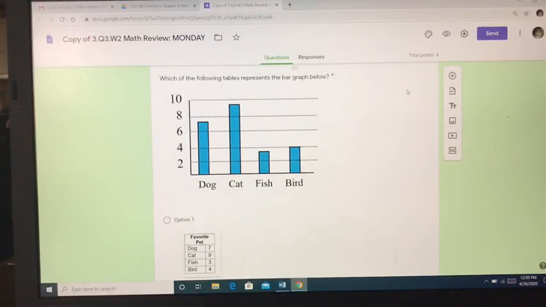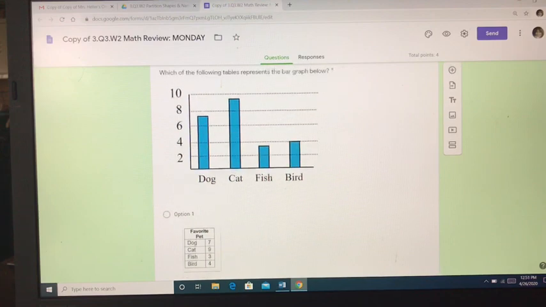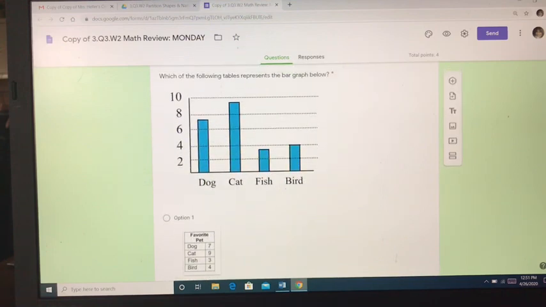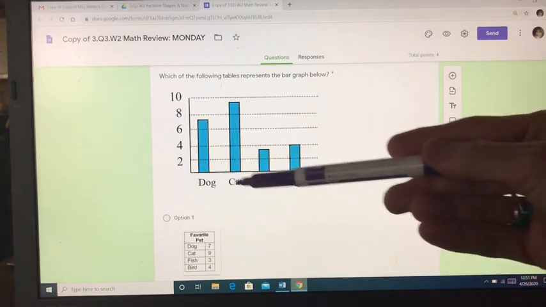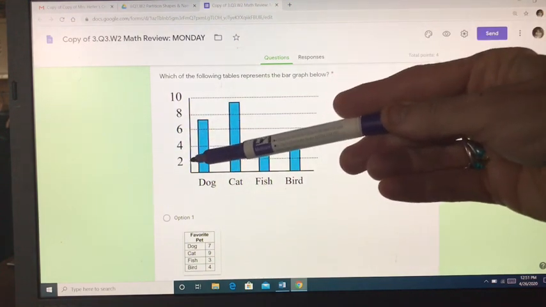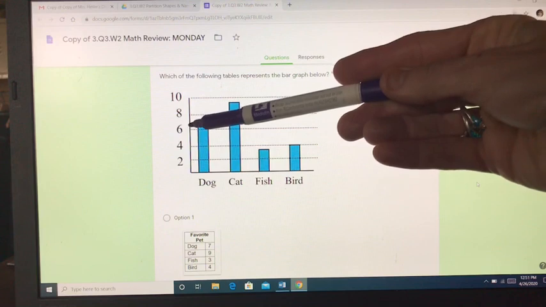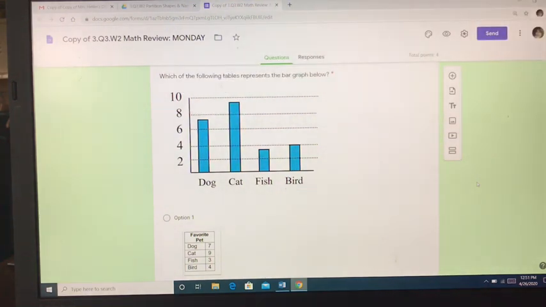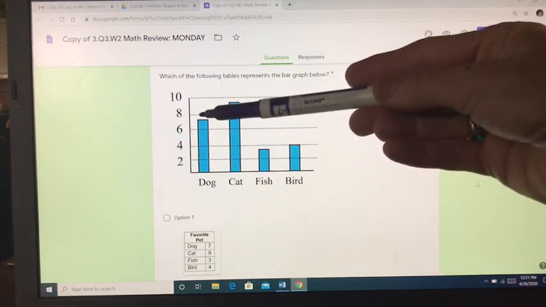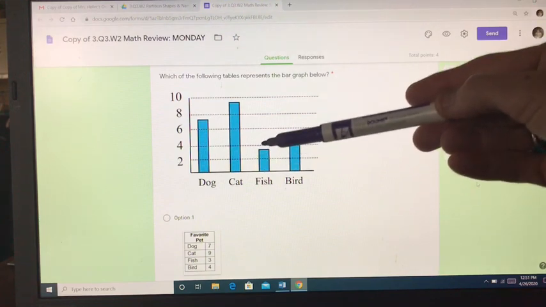The third problem reads, which of the following tables represents the bar graph below? So I need to look at my bar graph, and then I'm going to see that I have 3 options to choose from. So let's go back and look at the bar graph and try to figure out what's going on. I have dog, cat, fish, and bird. If I look at the intervals going up, it goes up 2, the next dotted line is 4, 6, 8, 10. So I have to know what comes between those numbers also, because if you look, dog doesn't go all the way up to a dotted line, and neither does fish.